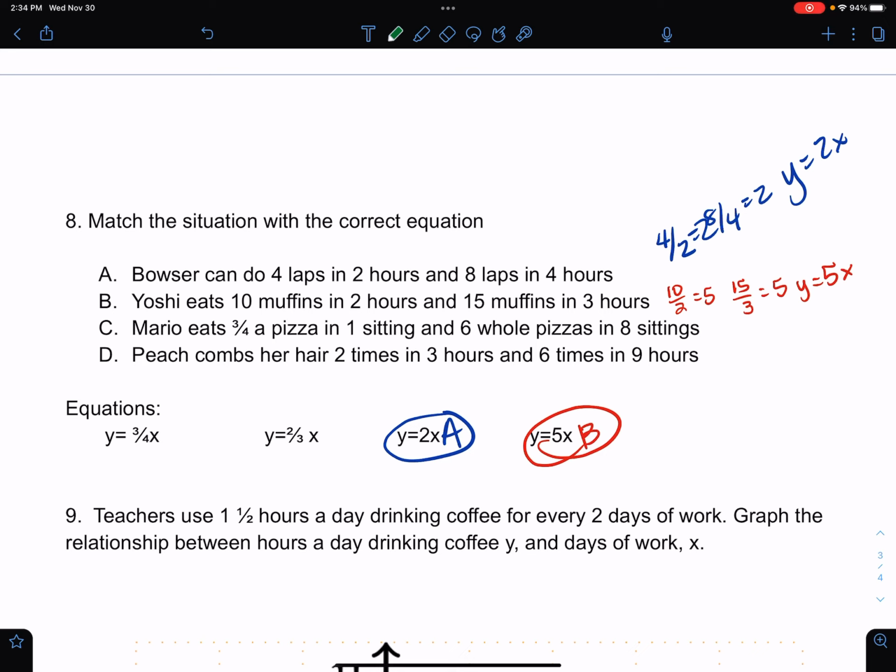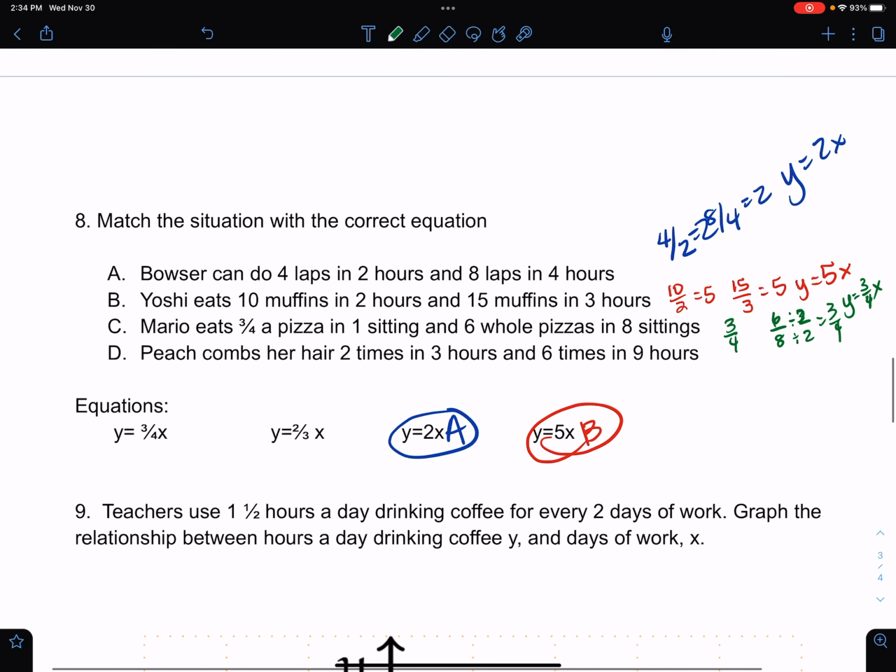Yuck. Mario eats 3/4 of a pizza in one sitting. So 3/4 divided by 1 is just 3/4. I'm just going to write that. But then the other one would be 6 divided by 8, which simplifies. If I divide them both by 2, I get 3/4. So my equation for that will be y equals k, which is 3/4 x. I'm sorry, it's so tiny. So this one is C.